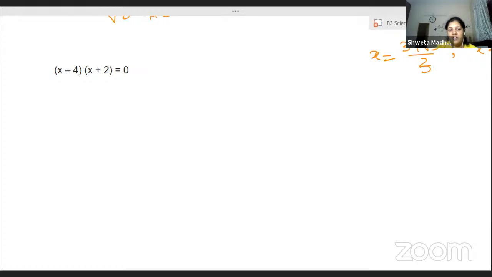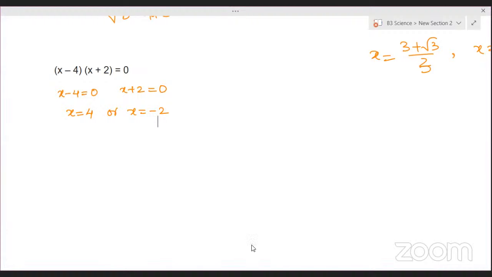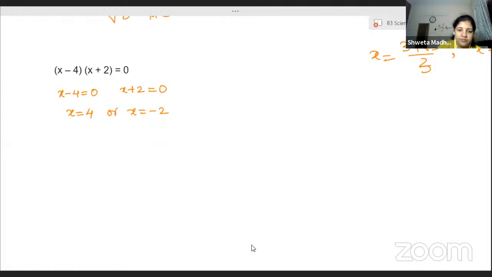Now see here, everyone, it is already factorized. Two factors are already available. So what we have to do to get the value of x? Two different brackets equated to 0 separately. So x minus 4 equal to 0 or x plus 2 equal to 0. So value of x is 4 or value of x is minus 2. Right? Yes, ma'am. Second one is also similar. Solve.